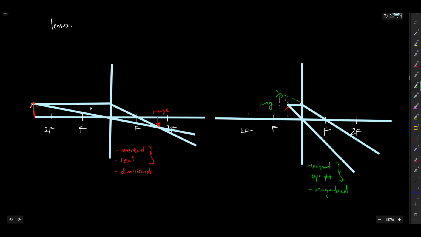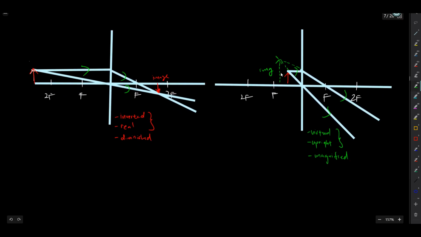Of course, all these diagrams will lose 1 mark because I never include the arrow. So please include your arrow. And then that's about it. Of course, then there's the idea of magnification factor. It's just the image over object. So it's diminished when the image is smaller.